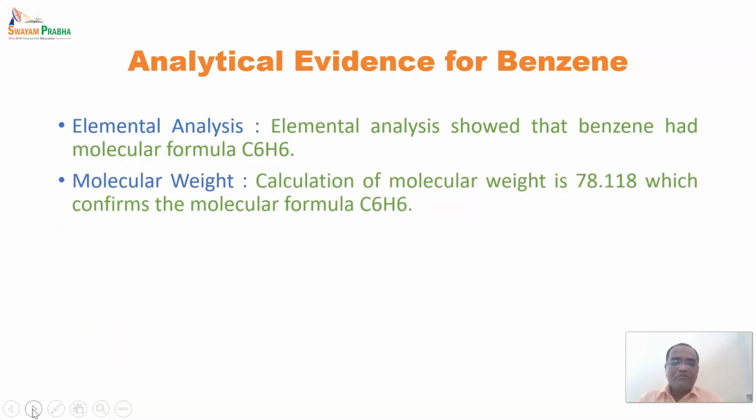After that, by use of some spectrophotometric or spectrometric techniques, the mass of benzene has been determined. There are some other techniques also to determine the mass of a compound, but mass spectroscopy is one technique which easily identifies a compound's mass. So the calculated molecular weight is 78.118, which confirms the molecular formula, that is C6H6.